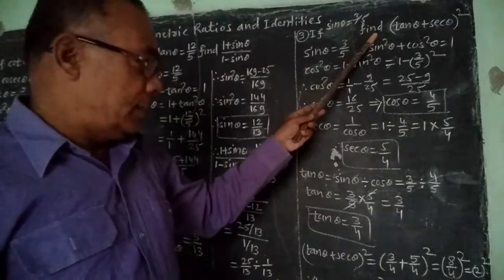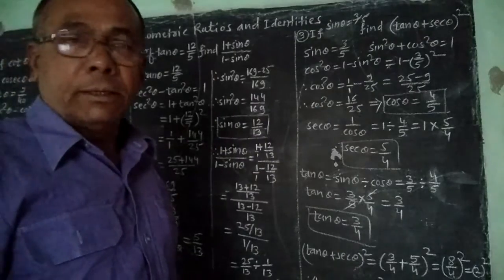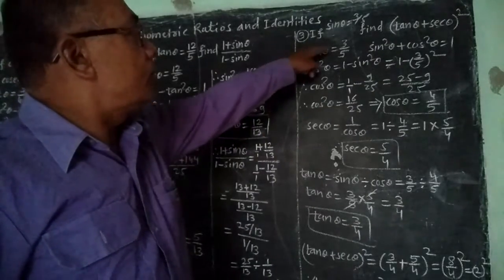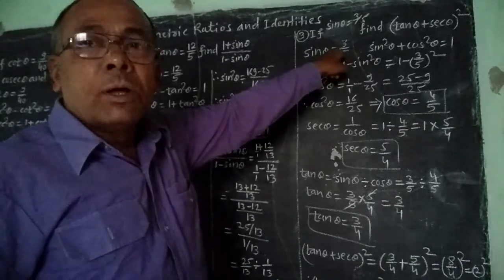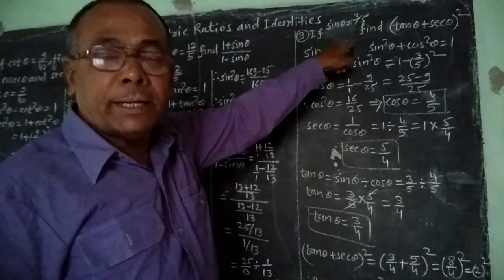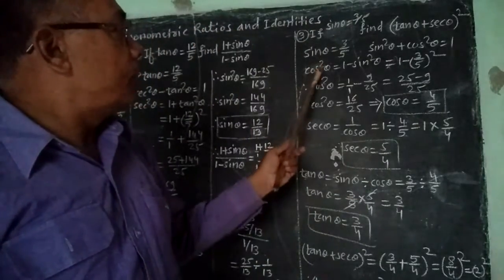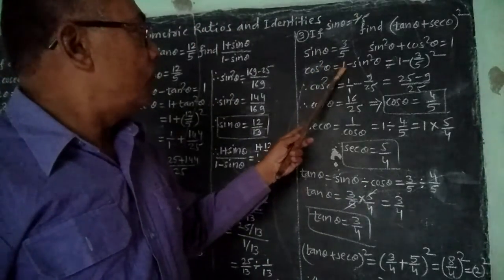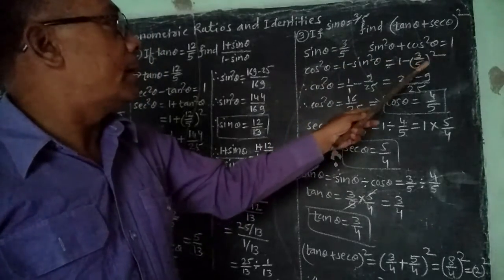upon 5, find (tan theta plus sec theta) bracket square. Now sin theta is equal to 3 upon 5, it is given. If sin theta is known, we can find cos theta by applying the identity sin square theta plus cos square theta is equal to 1, and therefore cos square theta is equal to 1 minus sin square theta, or 1 minus (3 upon 5) bracket square.